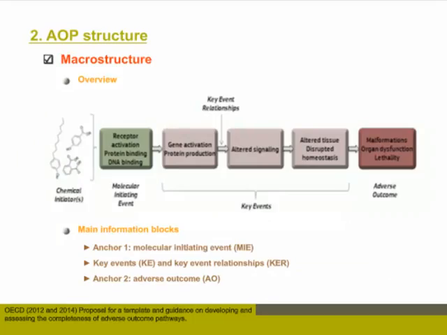So this is roughly how an AOP looks, and some people like to refer to this as the so-called macrostructure. In essence, an AOP relies on two so-called anchors. The first anchor is the actual starting point of the AOP, called the molecular initiating event, the MIE. I will be coming back to this further on. The second anchor is the actual endpoint, the apical toxicological endpoint or the adverse outcome as such. The entire space between these two anchors is filled with so-called key events, which are interlinked by means of key event relationships.